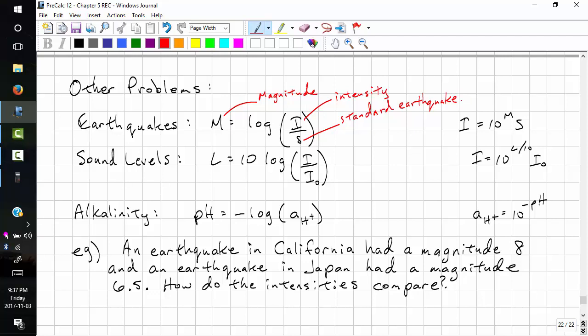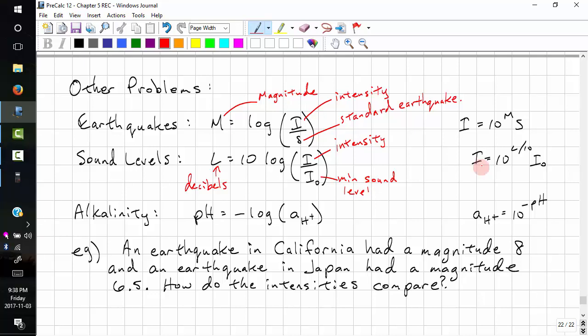And S just represents the minimum level of intensity that's measurable. Sound levels are measured in decibels. Again, that's a tenth of a bel. And this formula is L = 10 log of the intensity divided by the minimum sound level. So this is the minimum level before it can be recorded.